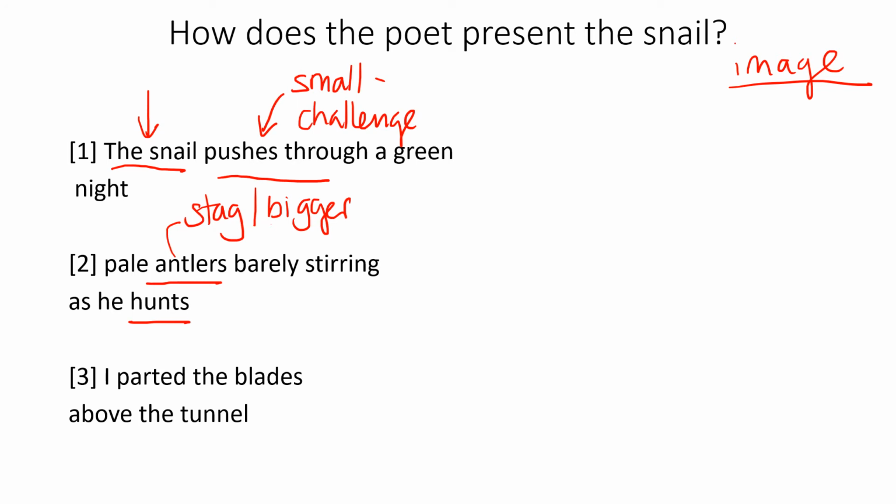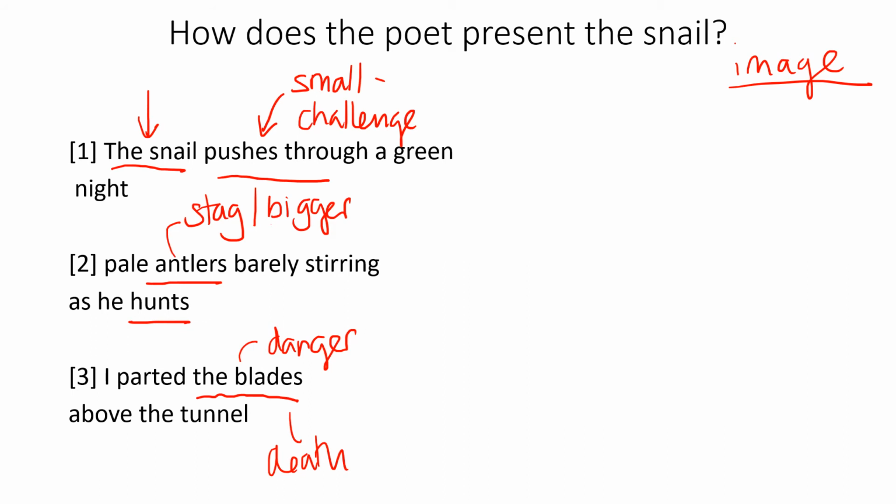And then right at the end, we've got this, I parted the blades above the tunnel. Now, it doesn't directly relate to the actual snail itself, but I think it does show us the environment in which the snail is in, this idea of danger. And if we think about blades, we think of death, and we've got some interesting ideas about this snail in the poem. So when we look at these images, we can start building up some ideas.